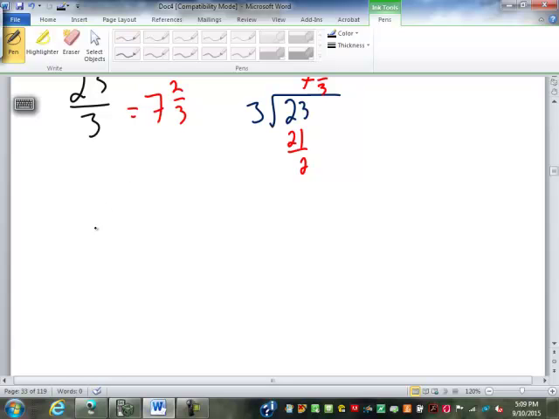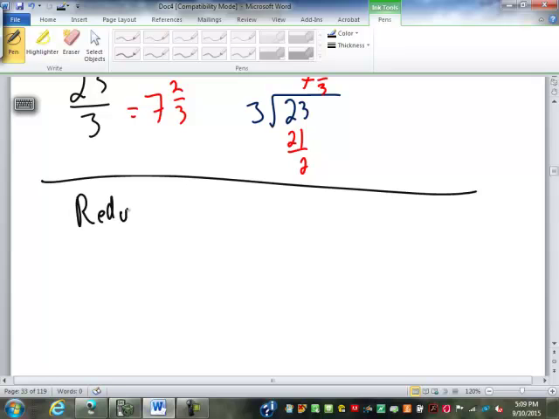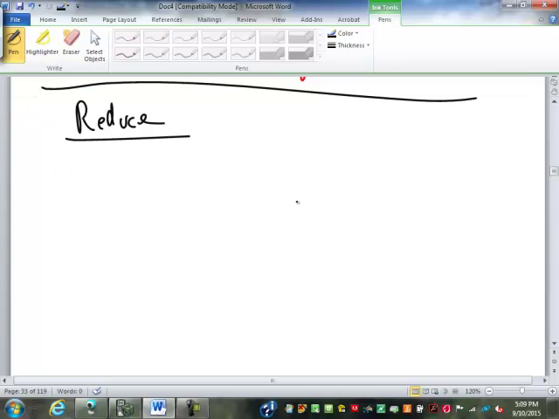Let's have you try. Reduce 36 over 84, and I'm going to have you reduce... and convert 51/8.